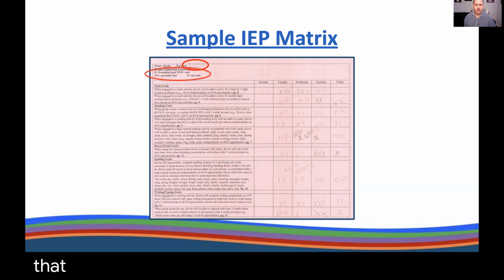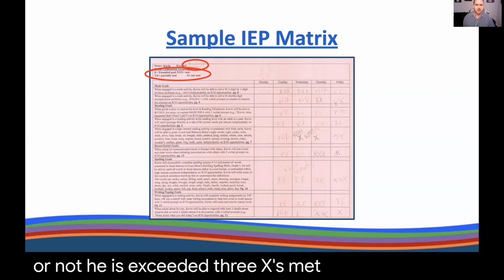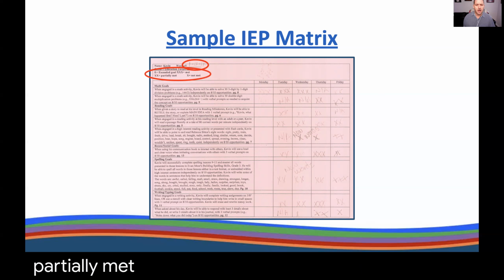You'll see that there's a key for goals to see if the goals are met or not. E is exceeded, 3x is met, 2x is the goal is partially met, and 1x is not met. I understand that this is subjective.